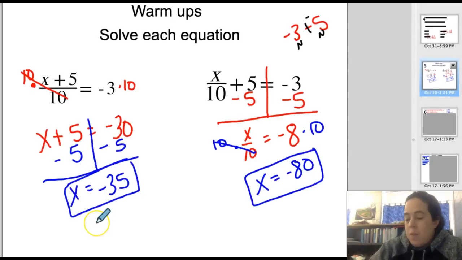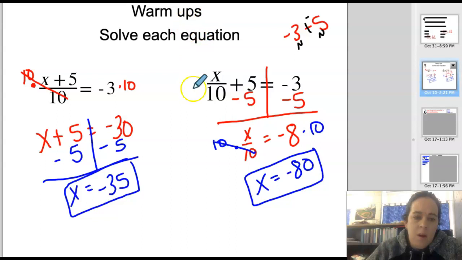All right, so the difference again between the big fraction and the little fraction. So the big fraction, my first step is to multiply to get rid of that big giant denominator. So this is all dividing by 10, so I'm going to times by 10, and my 10s will cancel out. If I times this side by 10, I have to times this side by 10, which will give me that x plus 5 on this side. And negative 3 times 10 is negative 30.